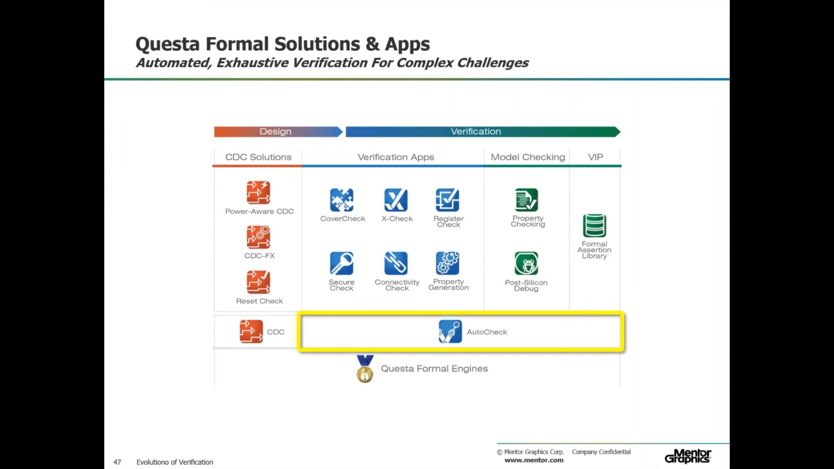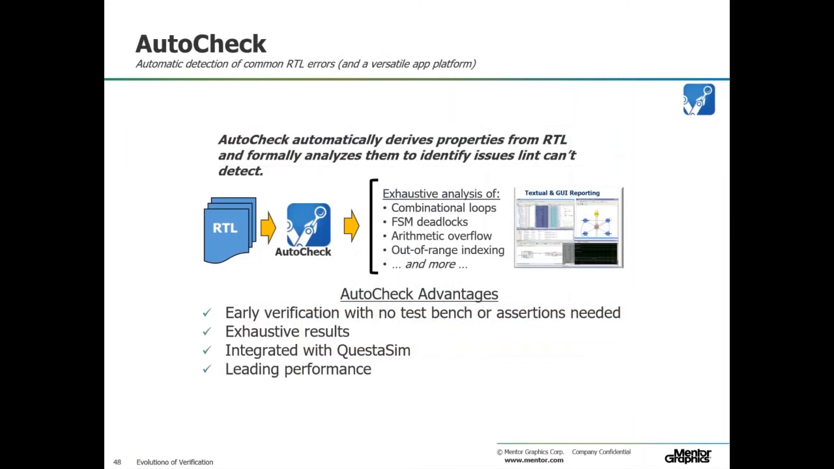And then let's talk a little bit more about AutoCheck. So AutoCheck is a formal app. Basically, all you do is compile your RTL code. You use the same compile script that you would use for compiling for simulation. You might need to put a couple of things like what your clock frequencies are and a couple other things in a directives file. You push go, and it spits out any issues that it might find with your code.